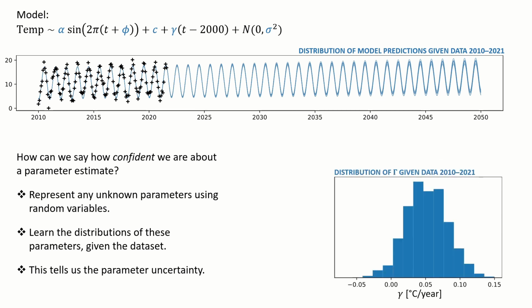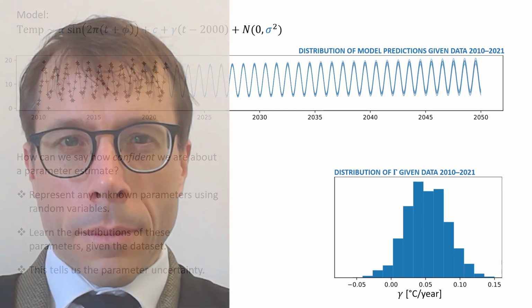Here's another way we could show the uncertainty. Here I'm plotting a histogram of values for gamma. We might be lucky. It might be that gamma equals 0, but from this plot it looks rather unlikely, and it's pretty safe to say that gamma is somewhere in the range 2 to 8 degrees C per century.